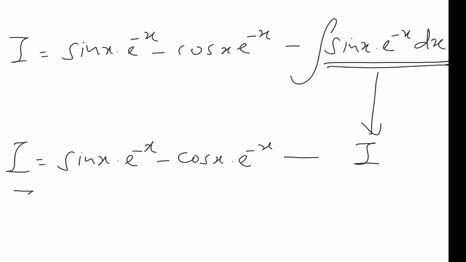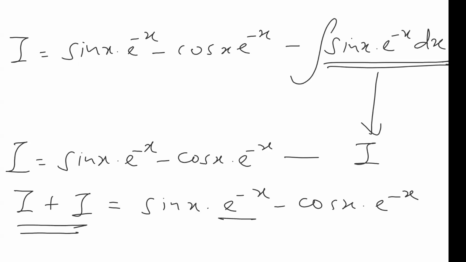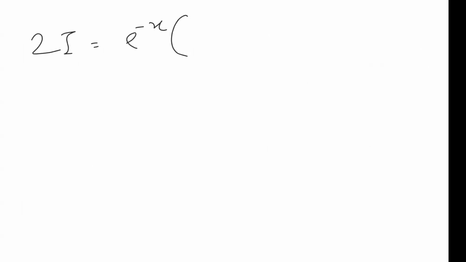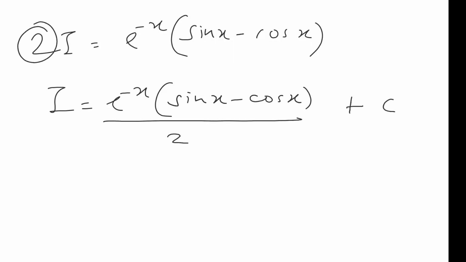You can transfer on the left hand side. It will become plus I. Sin x e raised to minus x minus cos x e raised to minus x. I plus I will give you 2I. 2I, take e raised to minus x common. Sin x minus cos x. Then I is equal to e raised to minus x into sin x minus cos x upon 2, and then you can just put plus c over here. 2 you just cross multiply and just put plus c at the end.